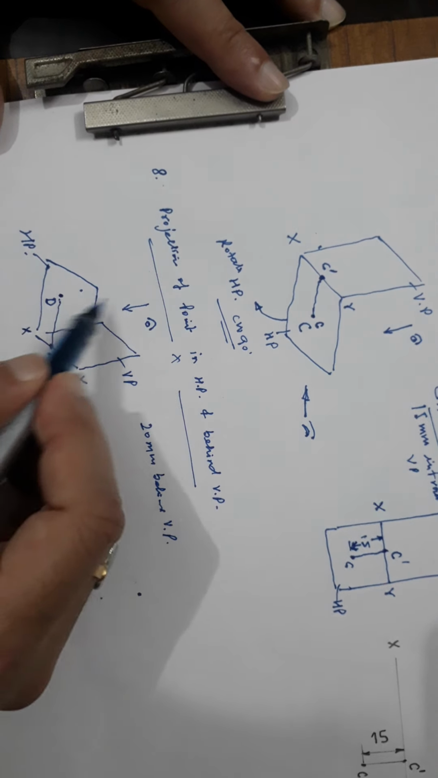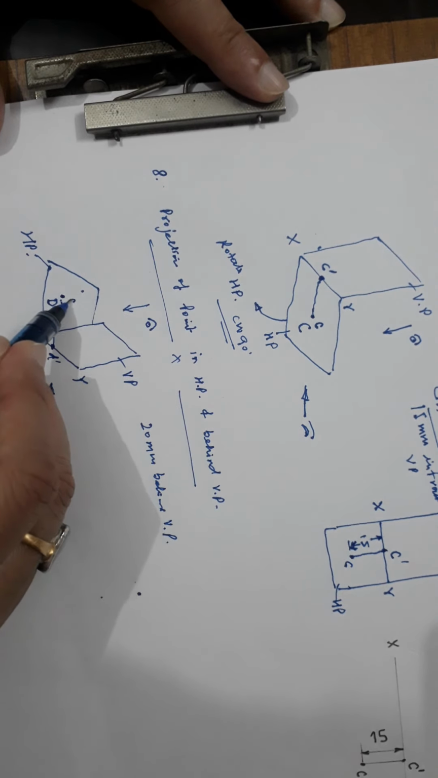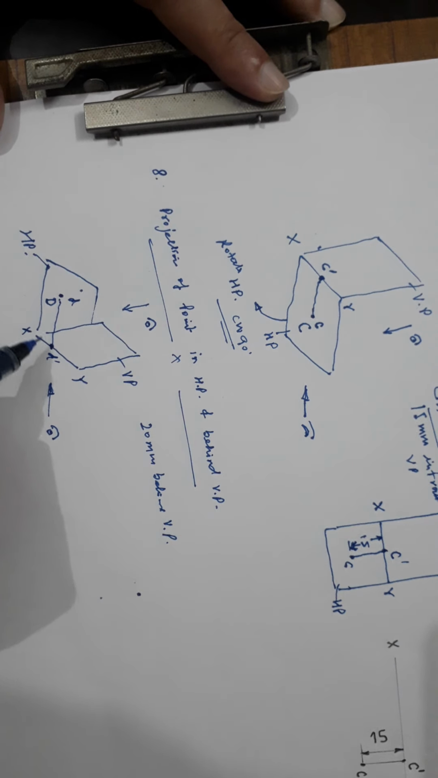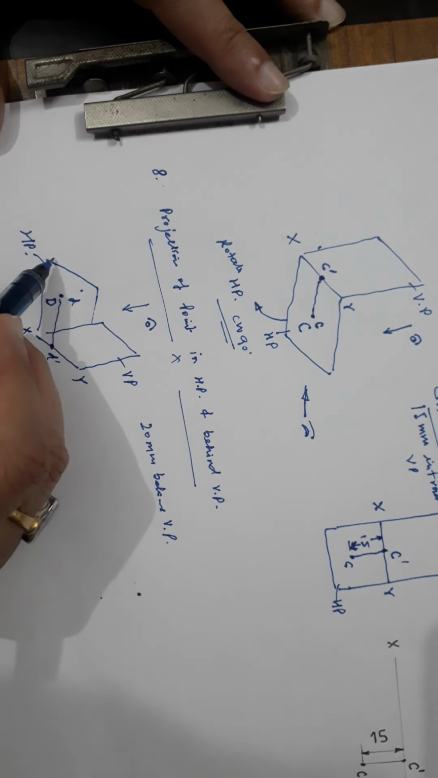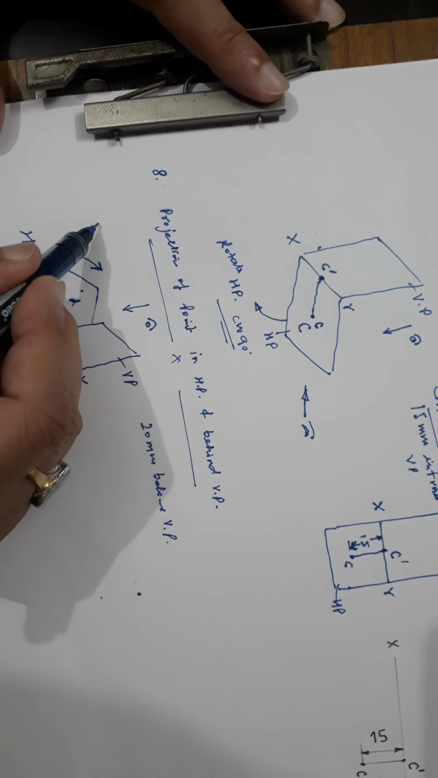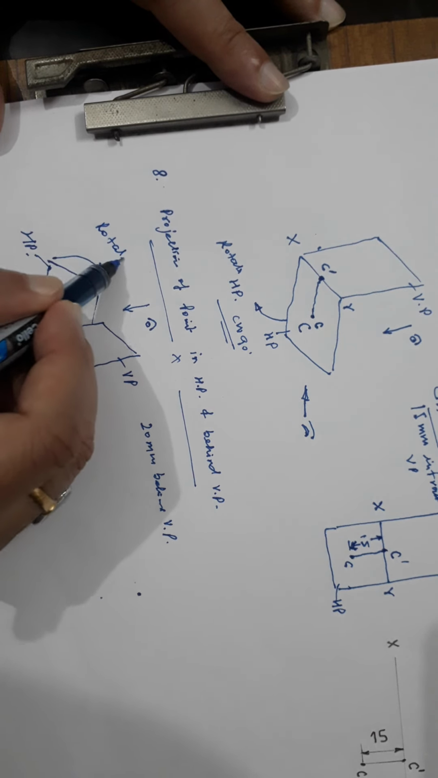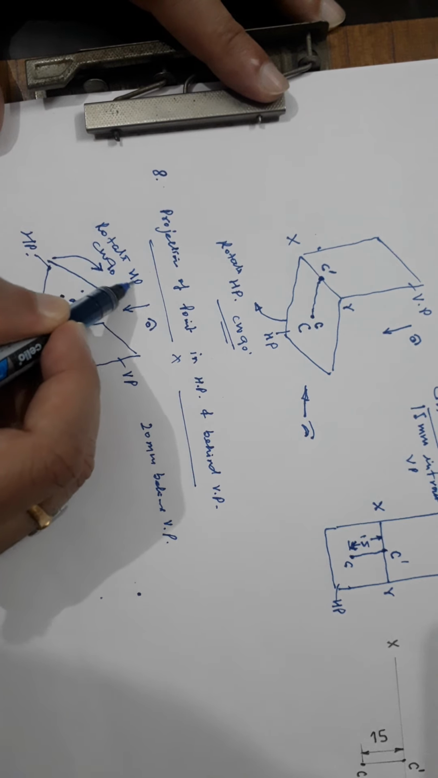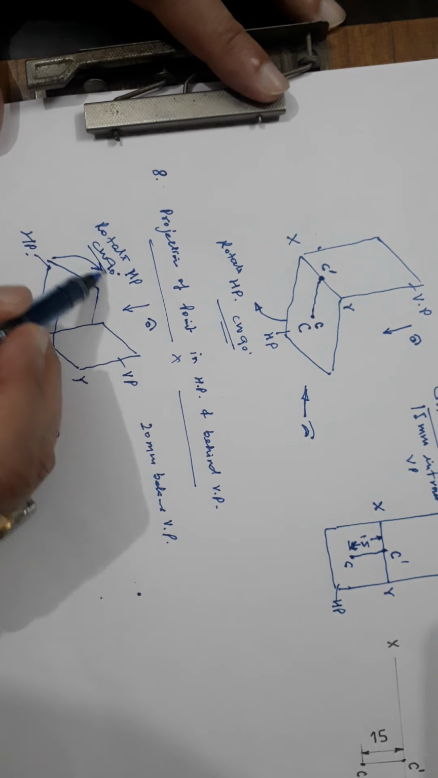And when you see it from this side, the top view will be merging. D and capital D will merge. Okay, and this is the pictorial view. Now again you have to rotate HP clockwise 90 degrees. Rotate HP clockwise 90 degrees.